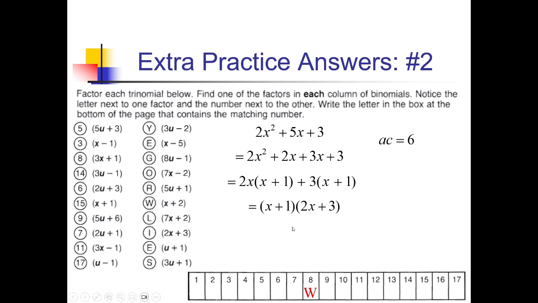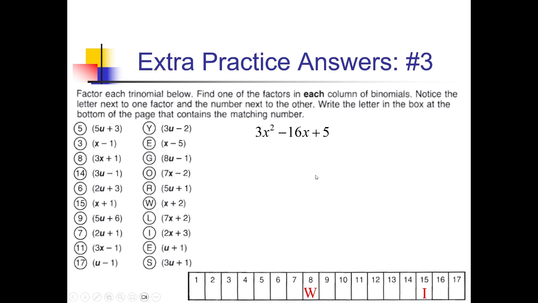So let me look for that pair of factors. Here's my x plus 1, actually. That's spot 15 I'm going to put something in. And then that matches up with the 2x plus 3 down here under letter I. So we have 15 I. So over at 15 I put an I and I move on.